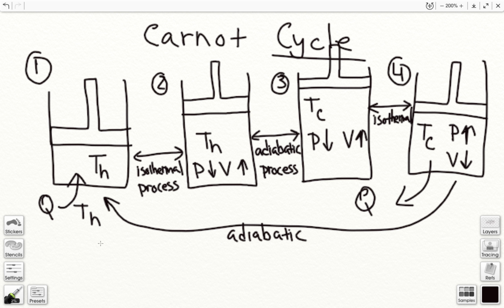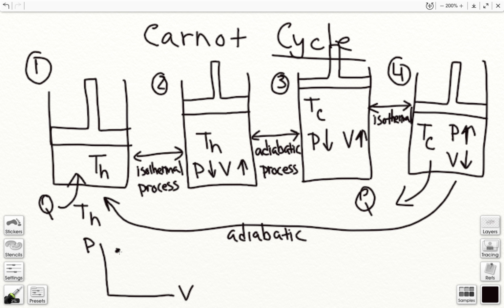So down here, we'll have a pressure and volume plot. Now, we'll start off at state 1. We start off with pressure at some volume. So now I would like you to pause the video and come up with the pressure-volume graph for this cycle.